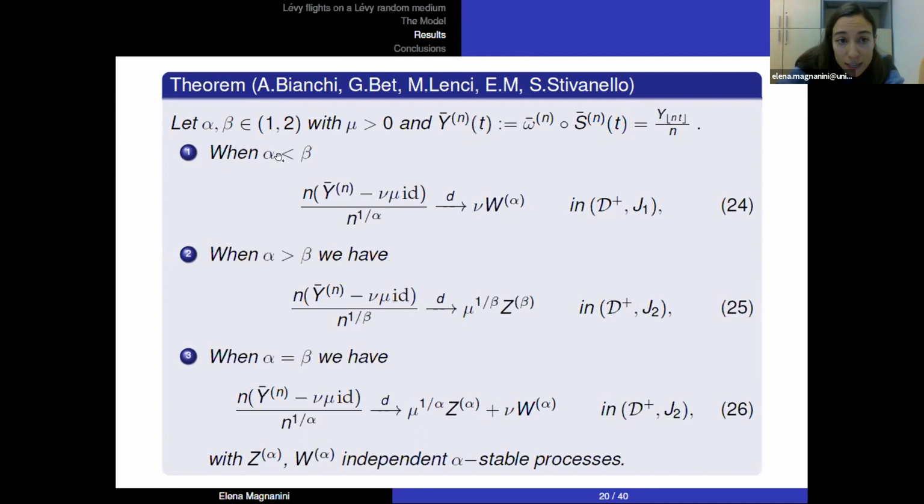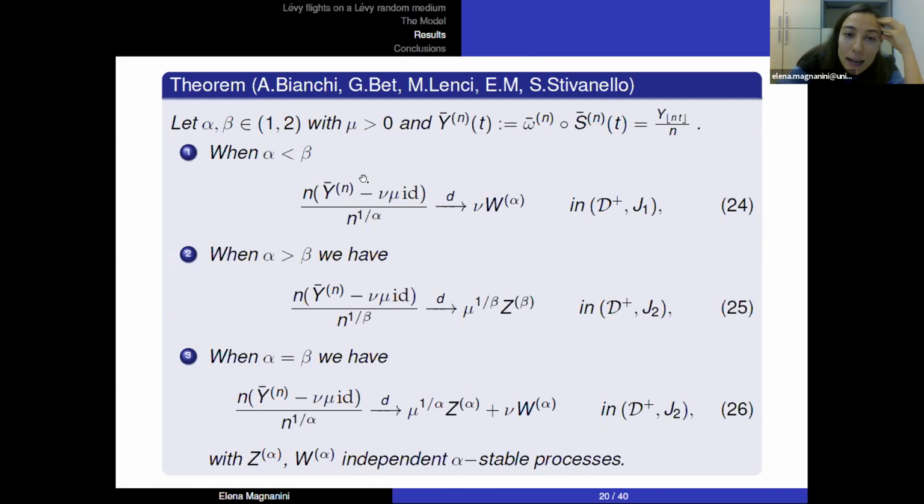So in the first case, when alpha is less than beta, we scale with n to 1 over alpha, and we converge in distribution according to J1. In the second case, we scale with n to 1 over beta, and we converge in distribution according to J2. And when alpha is equal to beta, again, we scale with n to 1 over alpha, which is equal to n to 1 over beta, and we converge in distribution to a sum of two independent alpha stable processes, again in J2. So basically here the strategy is to express this numerator here by means of two terms.